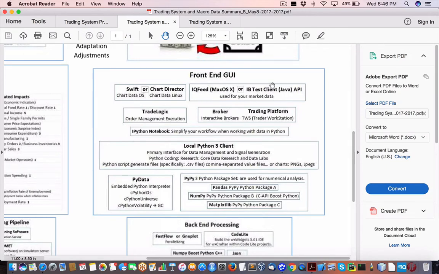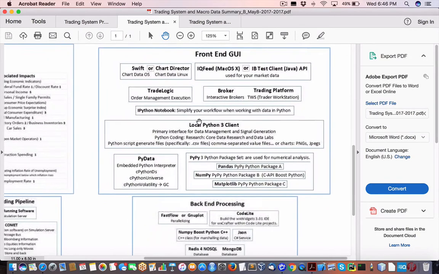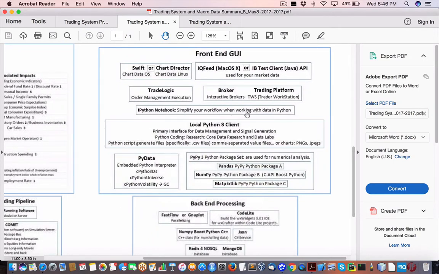Obviously, different data feeds, IQFeed, IB, test client. So this guy's really done his homework with my stuff, which is really good of him. Order management, execution, important. Brokers, TWS from Interactive Brokers. You could also use the IPython notebook as a way to develop your own research using Python 3, all the different CSVs or PNGs. How do you manage all that?